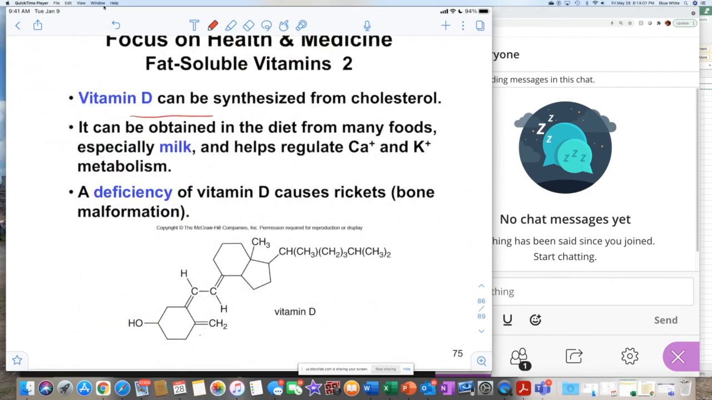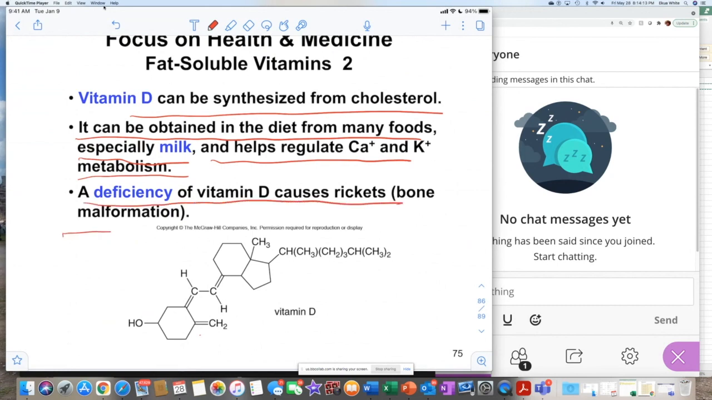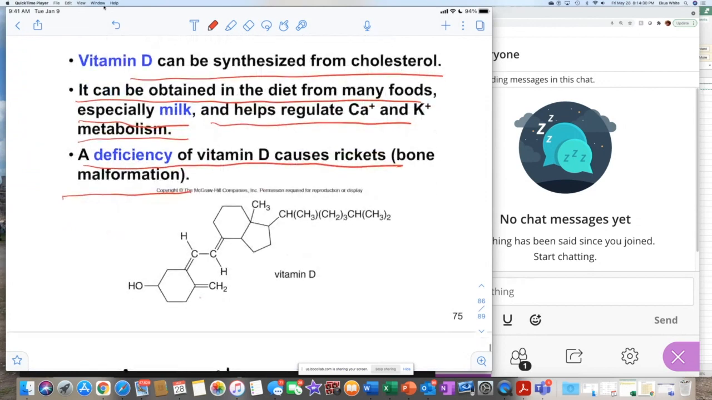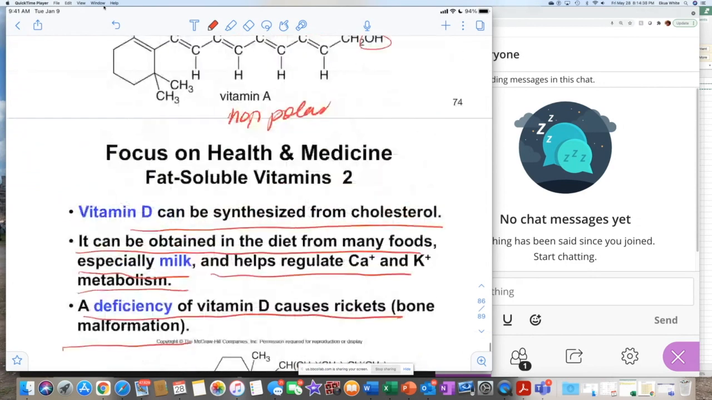Vitamin D. Vitamin D can be synthesized from cholesterol, and it can be obtained in the diet from many foods, especially milk. It helps regulate calcium and potassium in the blood. A deficiency of vitamin D can cause rickets, bone malformation. I haven't really seen rickets in America, but back at home, I saw kids growing up with rickets. But thank God, after a while, when they played in the sun enough and got vitamin D from the sun, and from supplements, the bones in their legs straightened up. Vitamin D, once again, is nonpolar, therefore fat soluble.